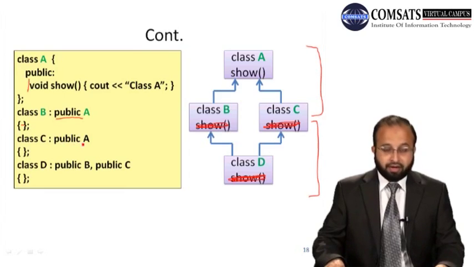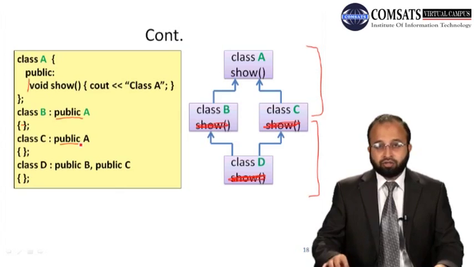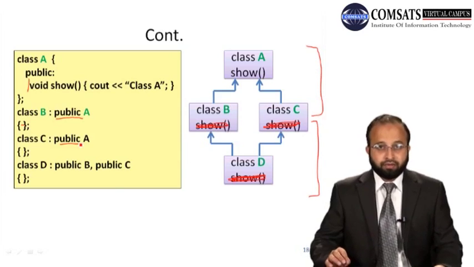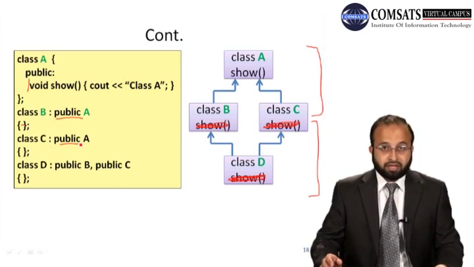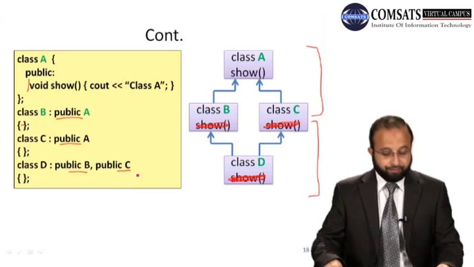Class C is inherited from class A, and the type of inheritance is public. So the same applies here, that is, the public member of class A also becomes the public member of class C. This means that the object of class C can call the public function of its base class. Now class D is inherited from B and also from C, and the type of inheritance is public.